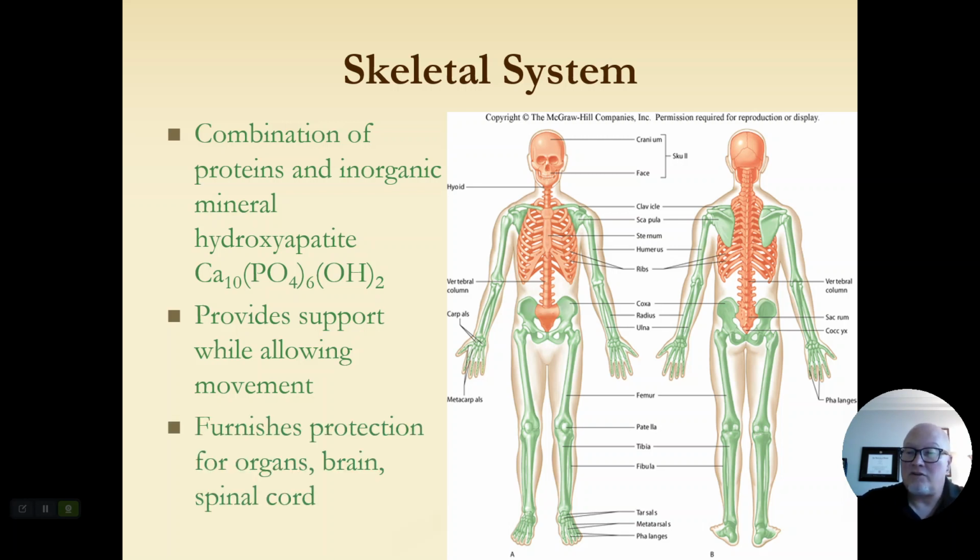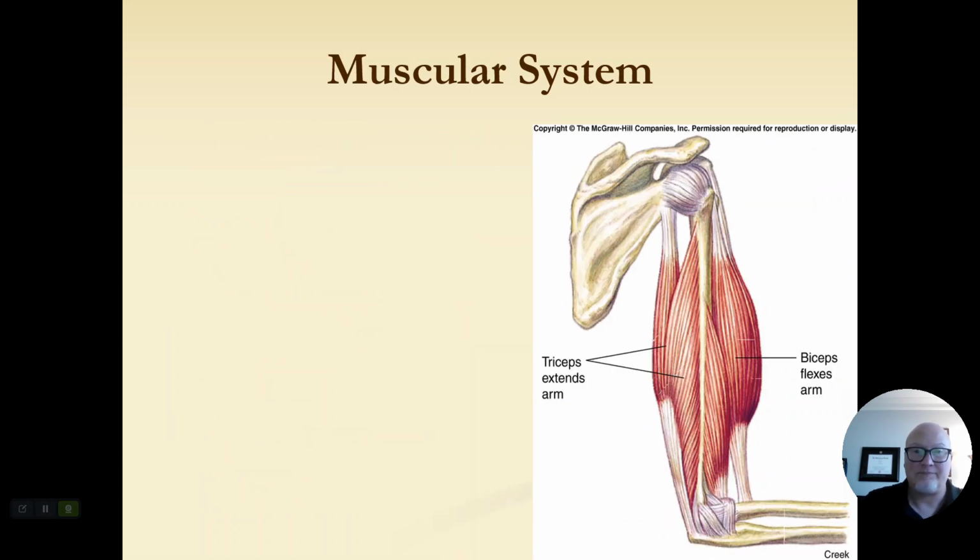This also serves as protection. Your skull is like a built-in helmet to protect your brain. Your ribs are a built-in protection to protect your heart and your lungs. So you've got built-in protection here. And then, of course, your vertebral column surrounds your spinal cord.